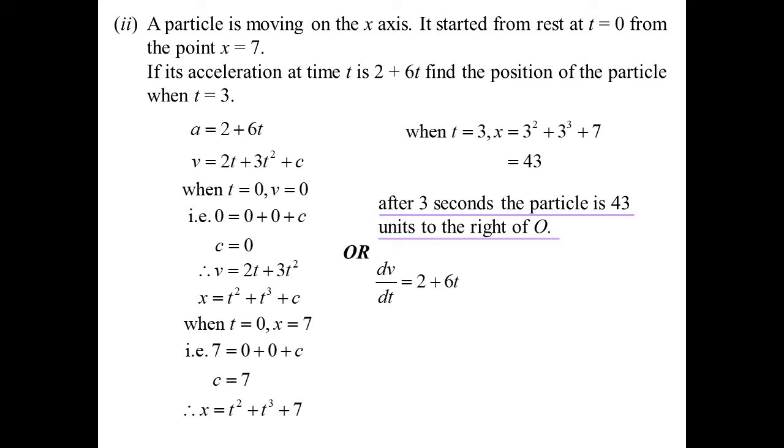Another way I could have done this. All right, acceleration is dv dt. I can do it as a definite integral. That saves any problems with the constant. But to do it as an integral, remember, when we integrate, we separate the variables. So the integral of dv would equal the integral of 2 plus 6t dt. And we match the limits. When t equals 0, velocity is 0.